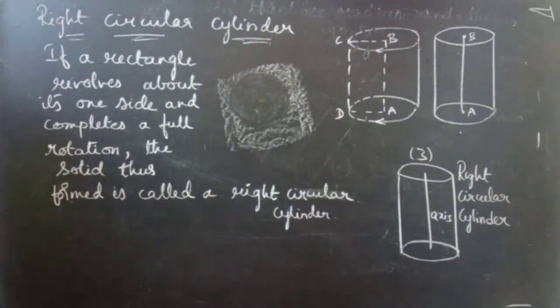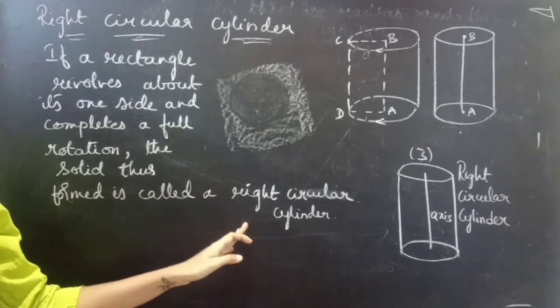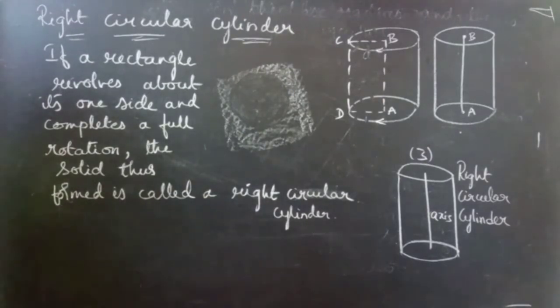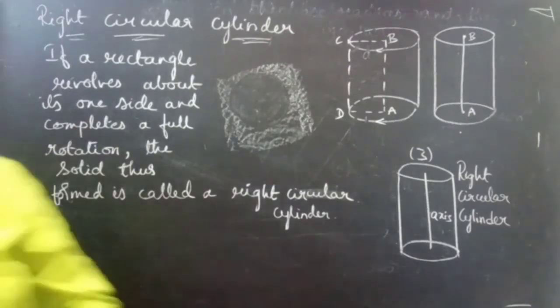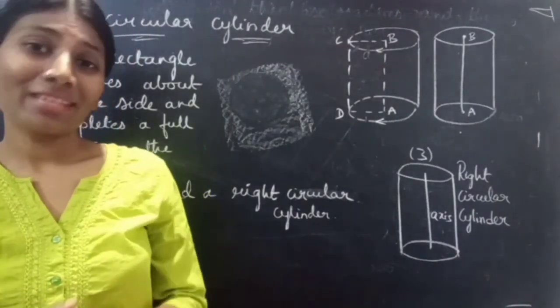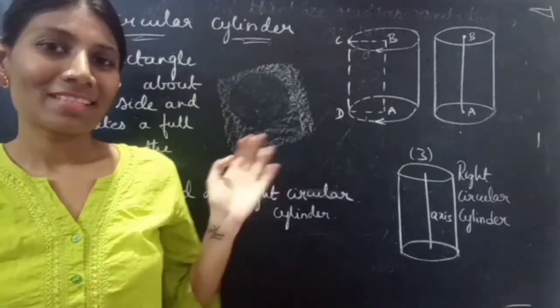Fine. So here completes the definition of right circular cylinder, oblique cylinder and circular cylinder. So we have seen a small concept of cylinder. Hope you will understand.